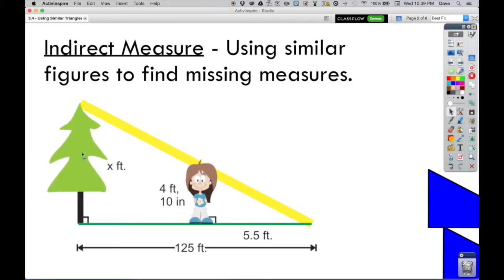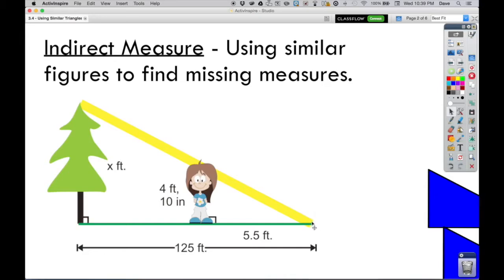Let's assume this tree is just too tall for us to measure with a tape measure. We can't measure it directly, but we can use similar figures to find its height. Think of this scenario where this yellow line represents the sun. The sun is over here somewhere, hitting the peak of the tree and going straight down. It's casting a shadow, this green line right here, from the base of the tree all the way to the tip of the green line right here.